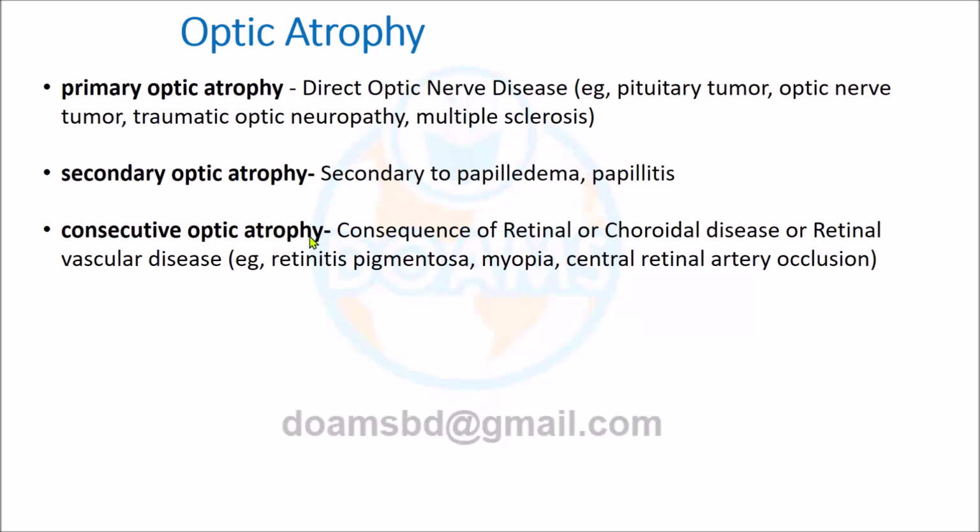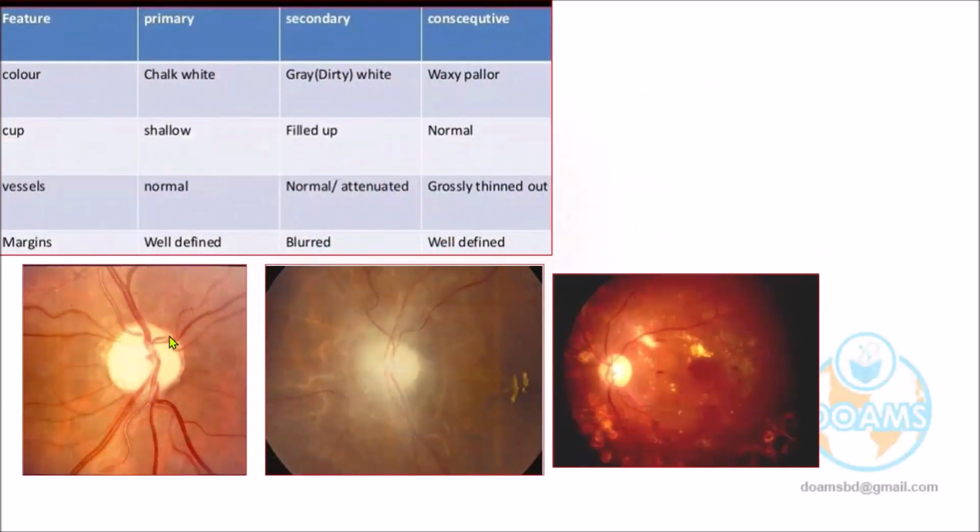Consecutive optic atrophy means if there is a retinal disease, for example, you said there is a hemorrhage, exudates or other damages, subsequently it involves the optic disc. So retinal disease included the optic disc problem. It is called consecutive optic atrophy. Just as a terminology, doctor, just to remember. So we will try to show you the pictures of the three types.